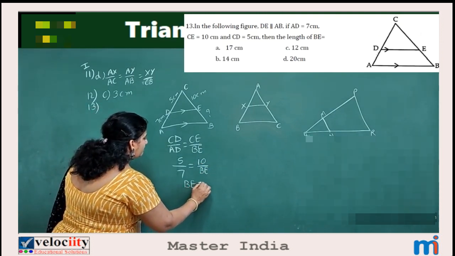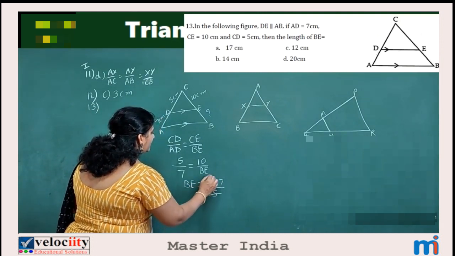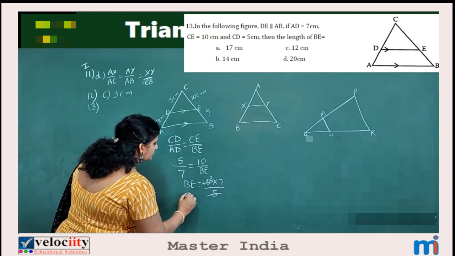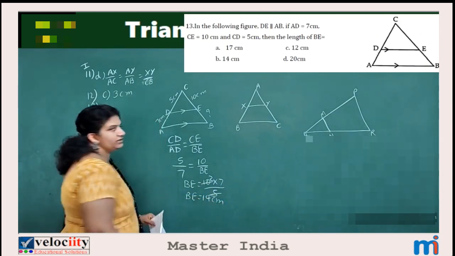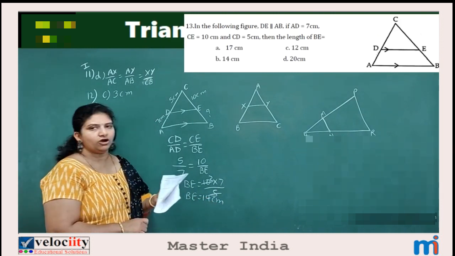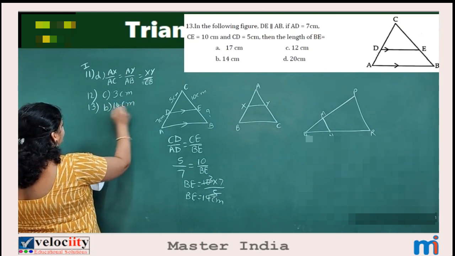Now cross multiply, BE is equal to 10 into 7 by 5. 5 2s are 10 and 7 2s are 14. BE is equal to 14 centimeters. Check for the option. Option B, 14 centimeters.